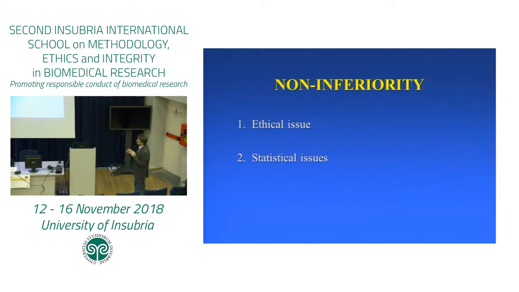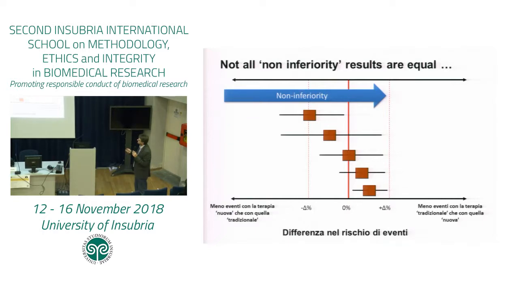Look at this paper. Not all non-inferiority results are equal. Is this a study that shows a superiority or a non-inferiority? A superiority. Yes. The new drug or intervention is better than the old one. There's no crossing of the null line. So it's better. This one is superior, non-inferior.